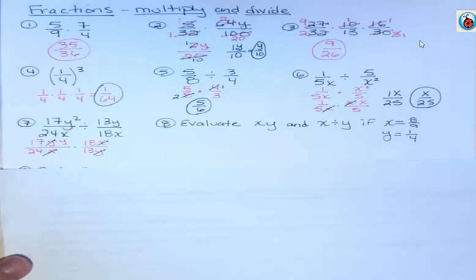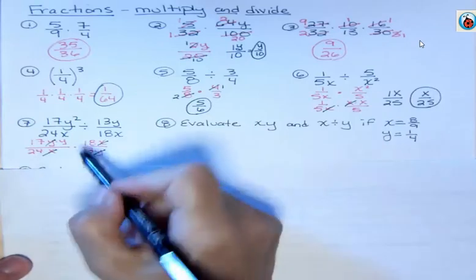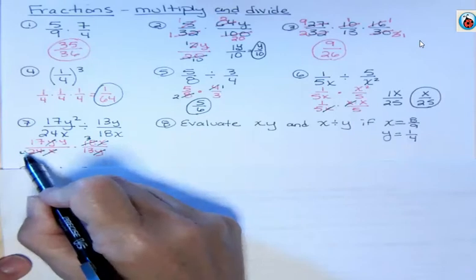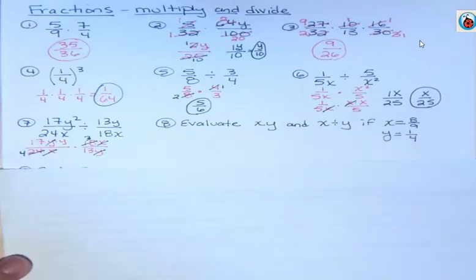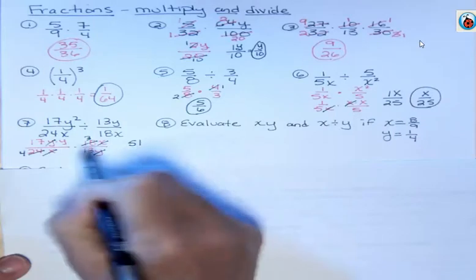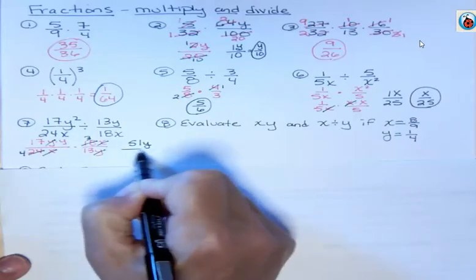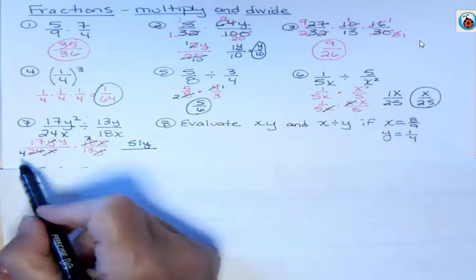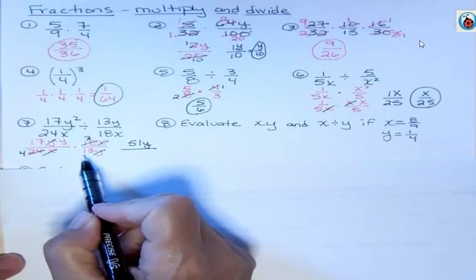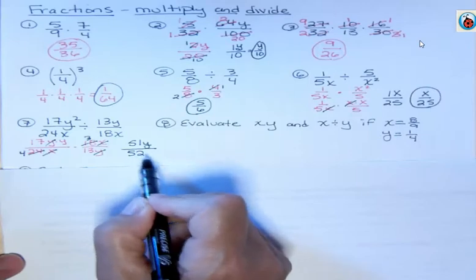What about the numbers? Well, 13 and 17 aren't going to help me at all. But what about 18? I know 6 would go into 18 3 times and into 24 4 times. So I can cancel that or cross cancel that. And now I'm going to multiply across. If you don't know what 17 times 3 is, use your calculator. Looks like 51 to me. And I still have a y on the top. And then on the bottom, I have 4 times 13. Again, if you don't know what 4 times 13 is, use your calculator. Looks like 52 to me, 52y.